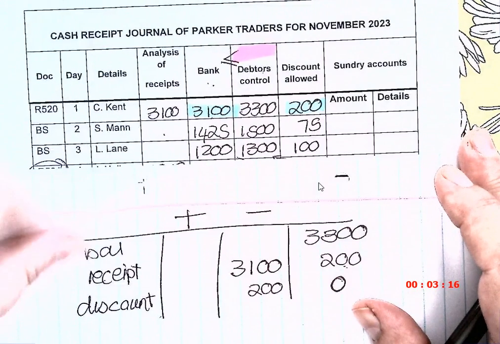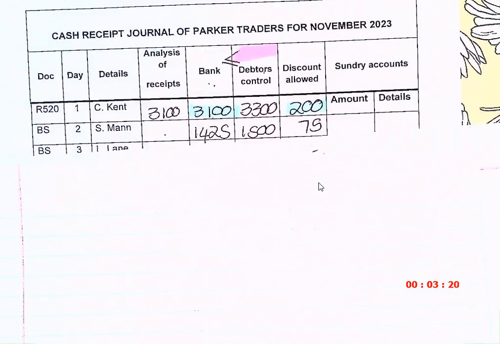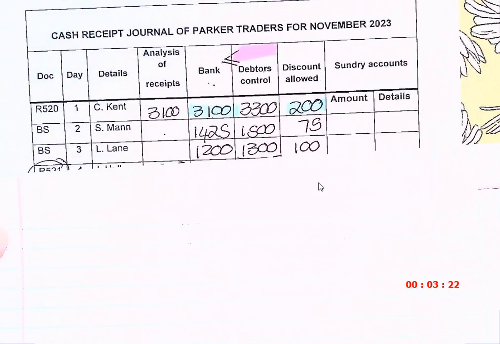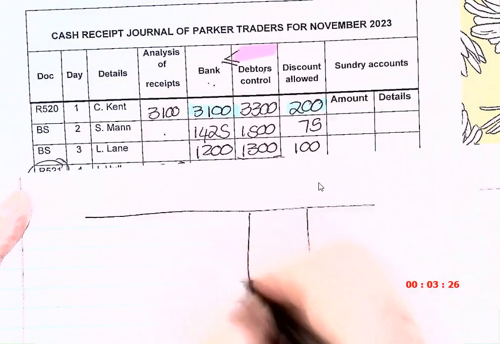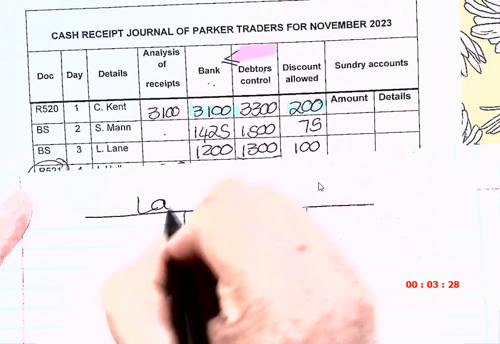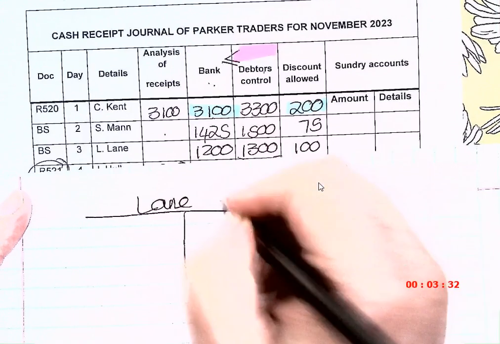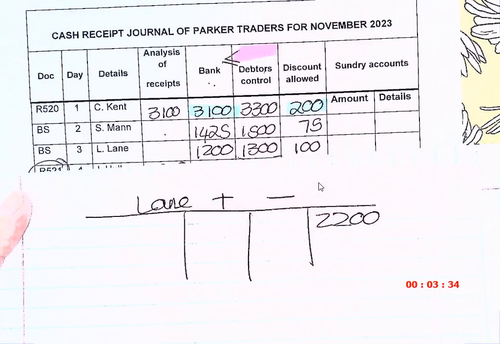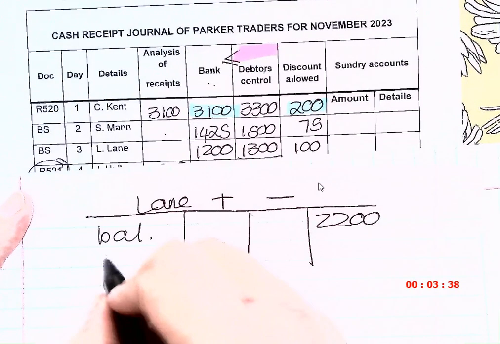Let's do the one that you all struggled with, this 1,200 one. So if I look at this one, I'm recording it. So if I look at Lane, how much does Lane owe me? 2,200. And it's still a plus minus because she's a debtor. Now they tell me she pays me.